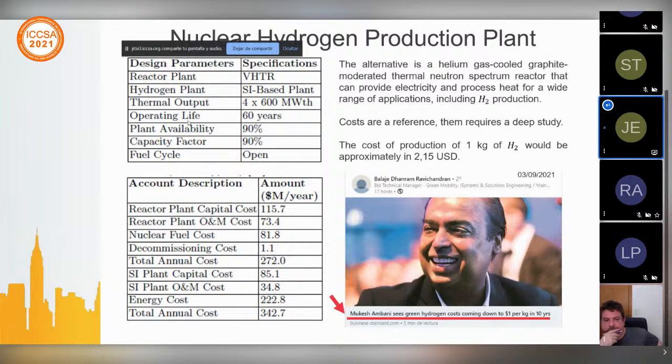However, the cost of production of 1 kilogram of hydrogen would be approximately $2.15. While I was doing this presentation, I saw news that green hydrogen cost is coming down to $1 per kilogram in 10 years. So we can do it.